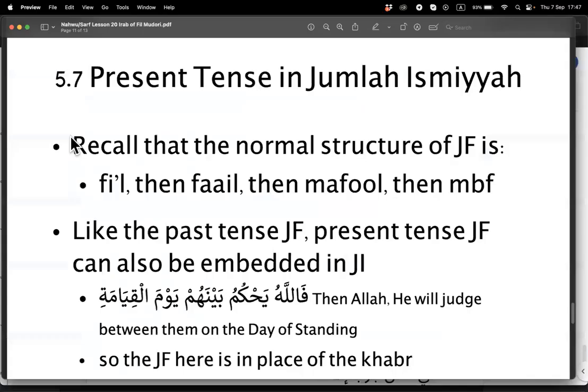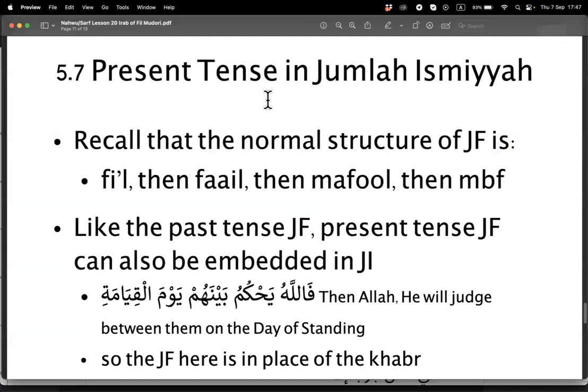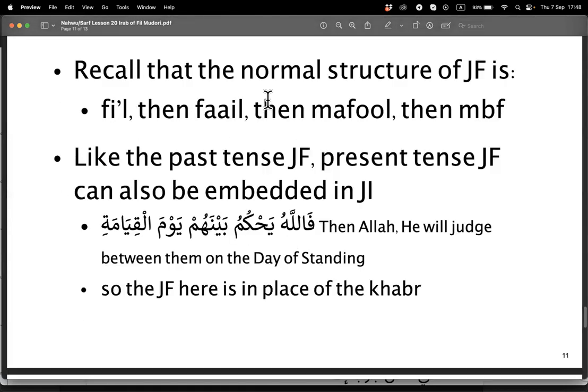So, present tense. For jumlah ismiyah and jumlah fi'liyah, a jumlah fi'liyah in present tense also can be embedded in a jumlah ismiyah. Remember, we did embedded sentences where we switch from jumlah ismiyah to jumlah fi'liyah. Jumlah fi'liyah that is present tense also can do that. So for example here we start with fallahu.